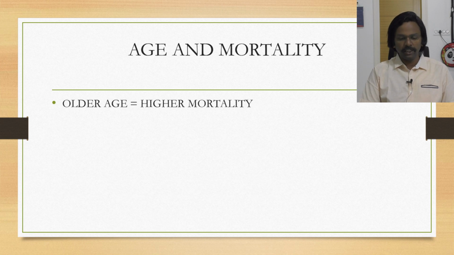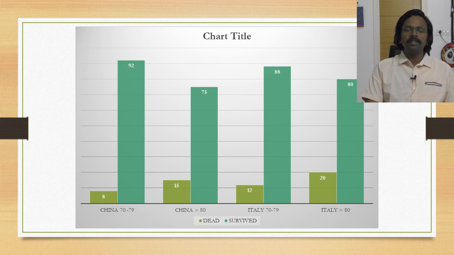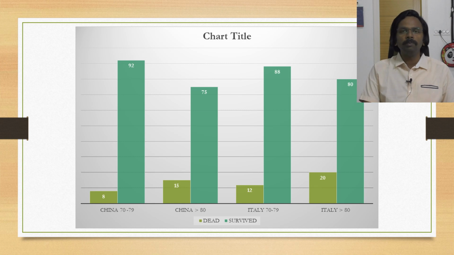This can be clearly shown by this study, the mortality study done in China and Italy, which shows that 92% of the age group between 70 to 79 years are going to survive and only 8% are going to die, and 75% of patients of age group greater than 80 years are going to survive. So this clearly shows that yes, there is a significant mortality in the elderly population, but even then a significant proportion of patients are going to survive.